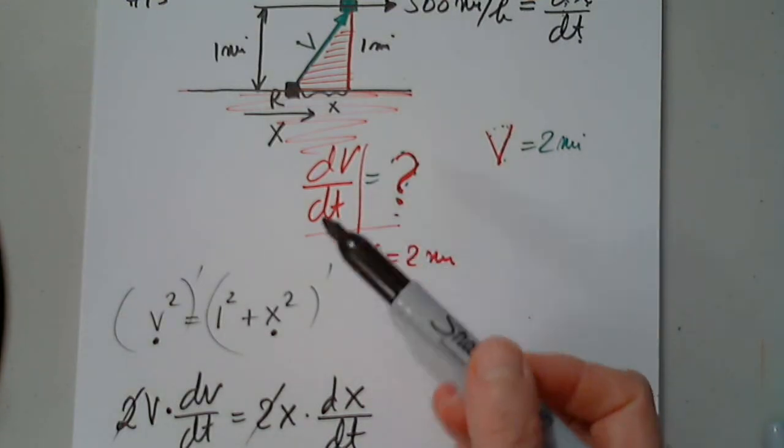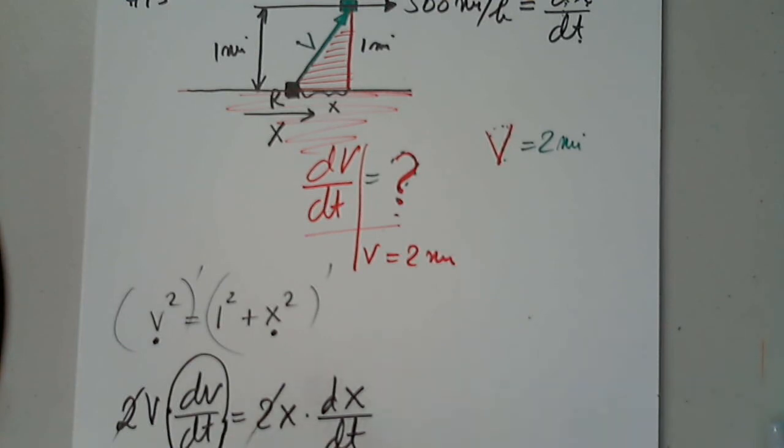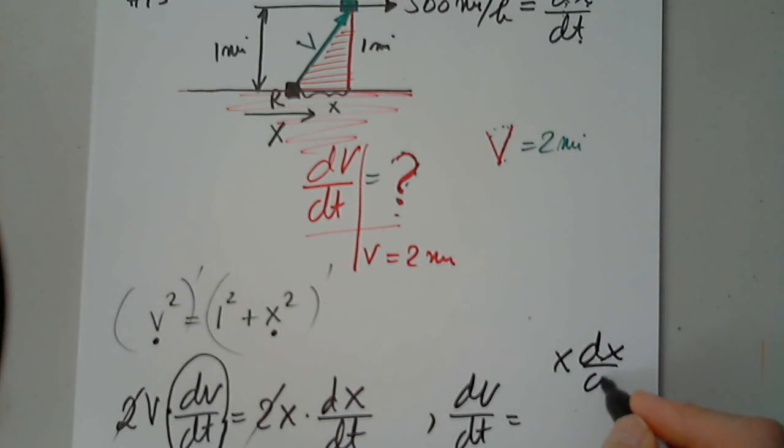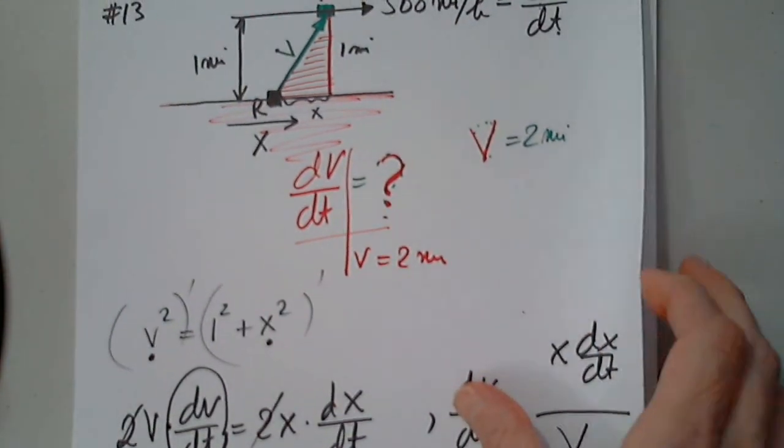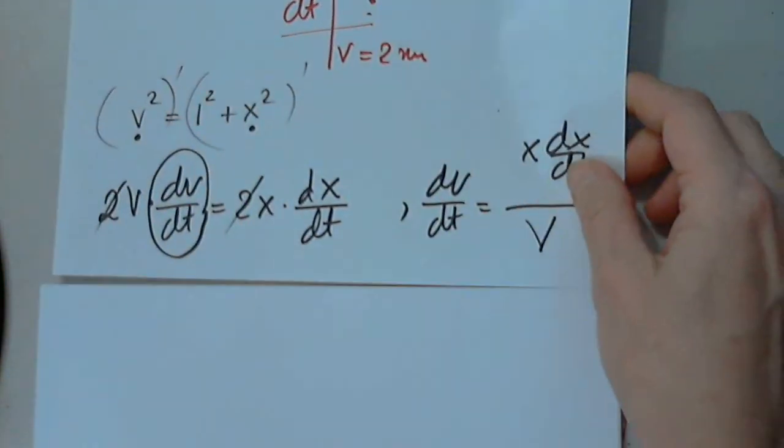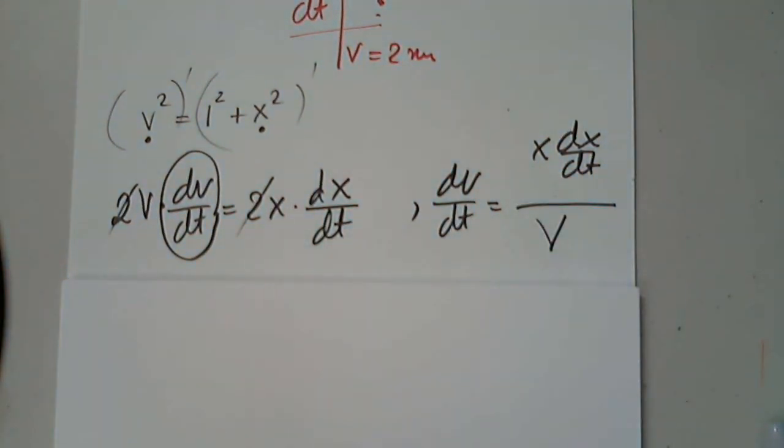See what I'm asked to find? I'm asked to find this. All I need to do is divide by v. So dv over dt equals x times dx over dt, everything divided by v. That's all I needed. Now I have to plug in numbers. Now these are legitimate. Not up till now. They were trapped until now, but now they are legit.